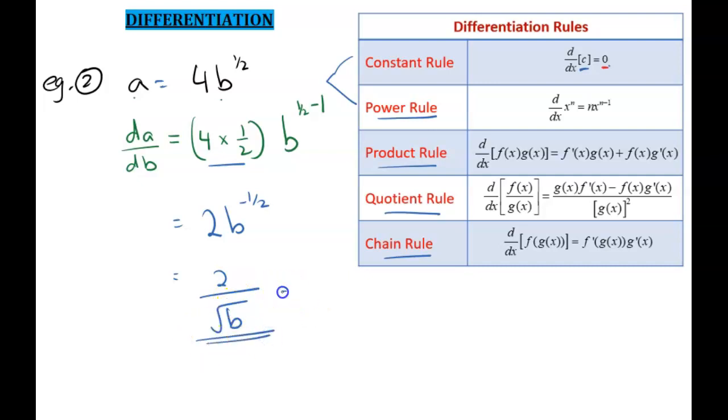So this is my answer, or I could write 2 over b to the half. So either one of these is the answer. So this is my second question.